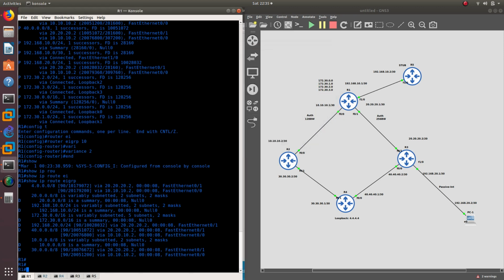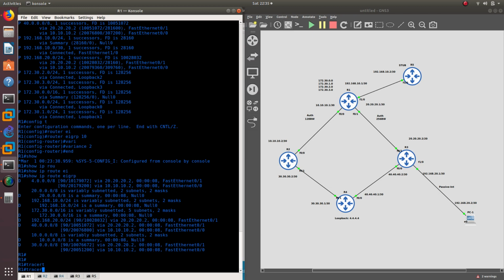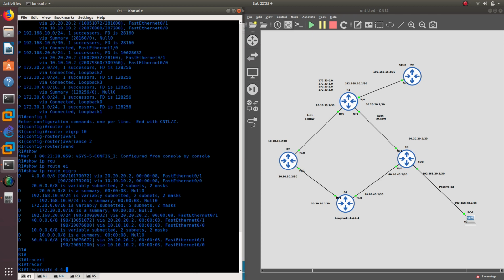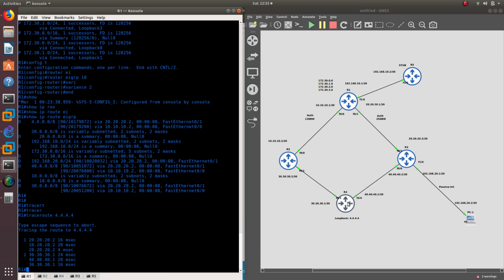And we can check that by doing a traceroute. Let's ping this IP address over here of router 4. And you can see that we are sending traffic via 20.20.20.2 and 10.10.10.2. And that means that we are doing some unequal load balancing. Great.